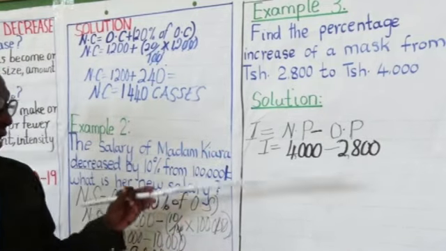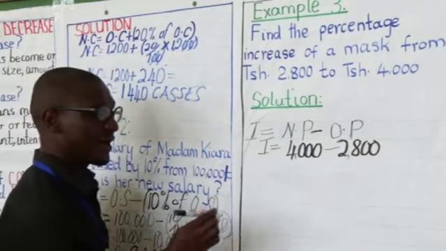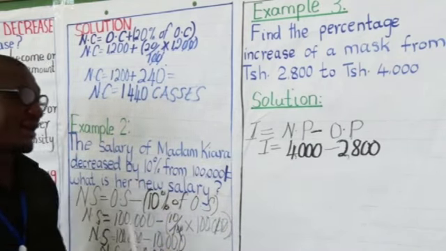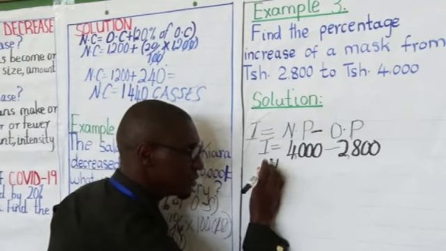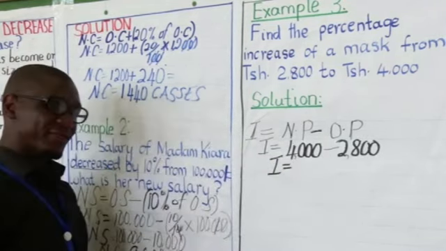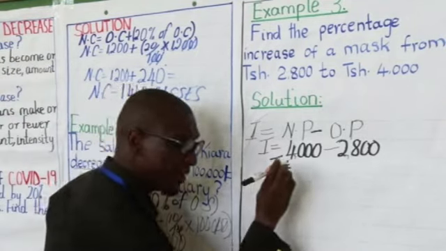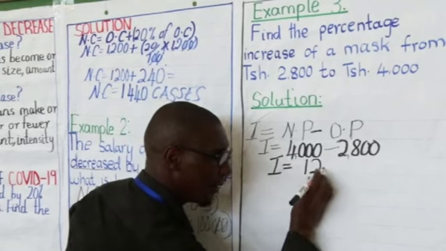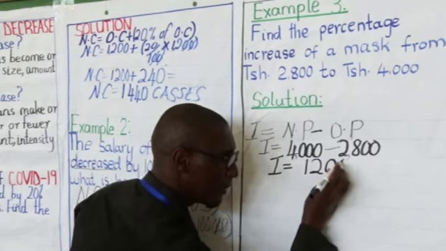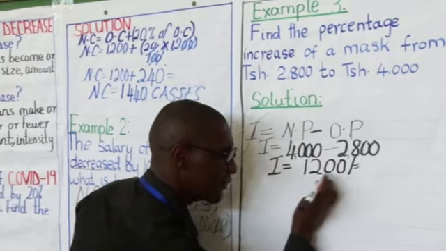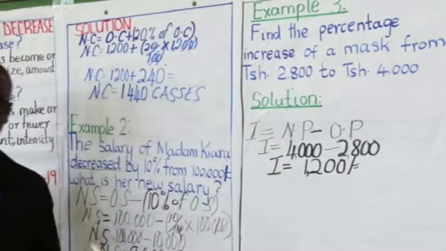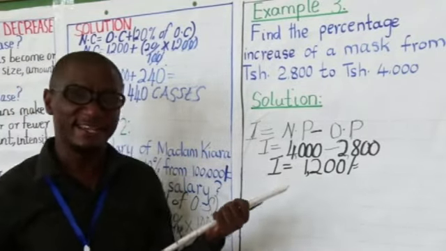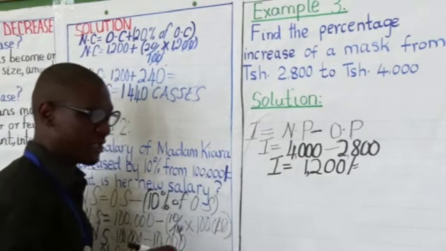Now we find our increase. After subtracting 2,800 from 4,000, if you do it very carefully, you get 1,200 shillings. This is money, shillings. This is not the answer. This is what increased, but they want the percentage increase. Now we proceed with the question.